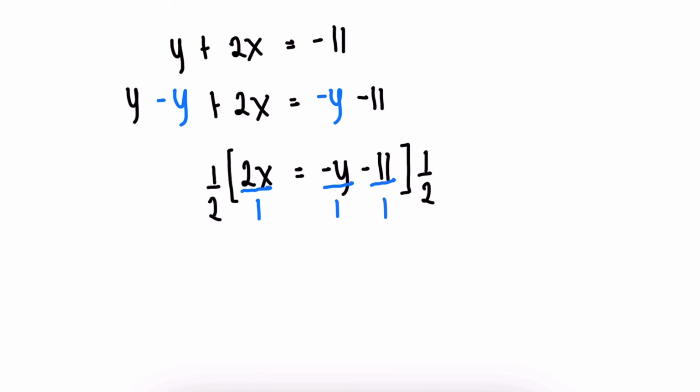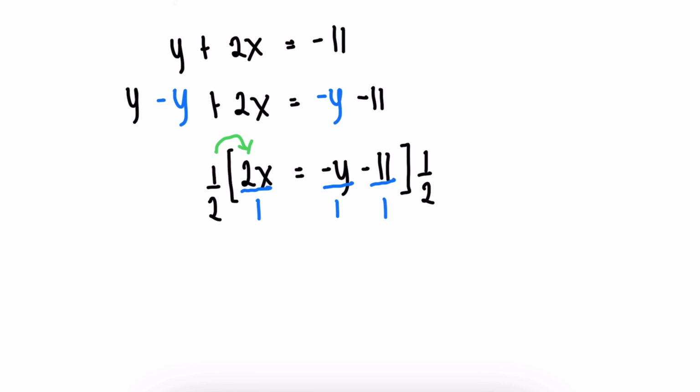Then, since it's both fraction now, apply direct multiplication, which is numerator times numerator, then denominator times denominator. So, the equation now is 1/2 times the quantity of 2x over 1 is equal to negative y over 1 minus 11 over 1 times the quantity of 1/2.